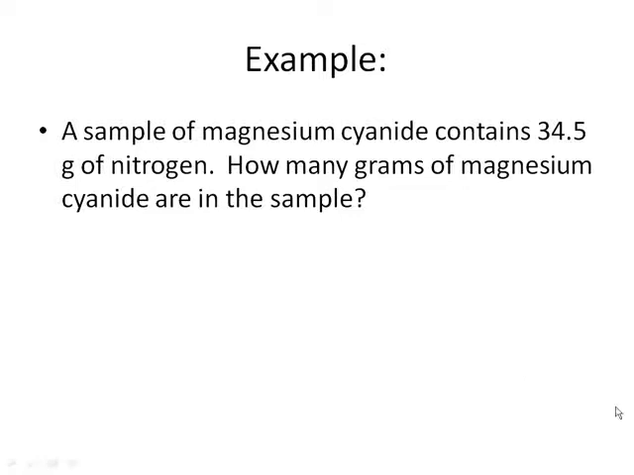So let's do another example. You have a sample of magnesium cyanide. It contains 34.5 grams of nitrogen. And we want to know how many grams of magnesium cyanide are in the sample. So this problem is almost the opposite of what we just looked at. We're starting with 34.5 grams of nitrogen. So we're starting with the element. And we've been asked to figure out grams of magnesium cyanide.